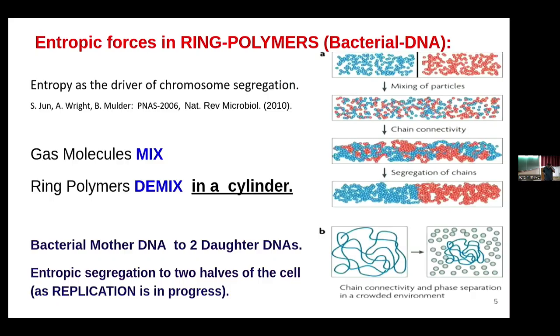And a proposed answer was given by Jun, Mulder, Wright, et al. long back. They had a series of papers from 2006 to 2010, and they proposed that entropic forces in ring polymers, so bacterial DNA, which themselves are ring polymers, they could be using entropic forces to segregate their DNA. Now that's quite a radical idea, and I shall explain what that means. What do I mean by entropic forces segregating it? But this was already 2006 to 10.